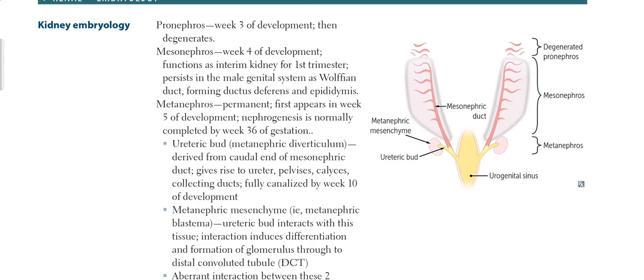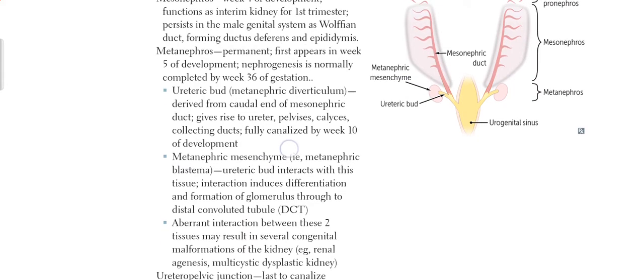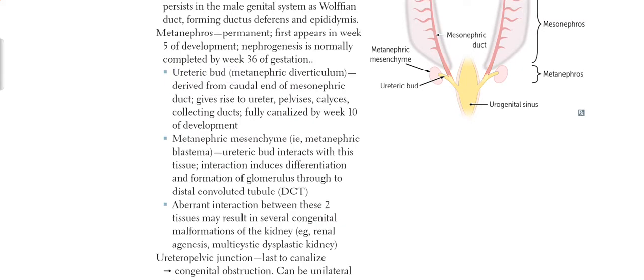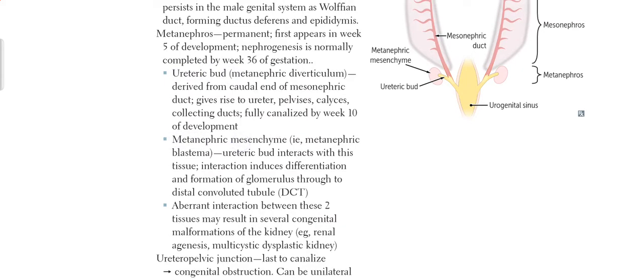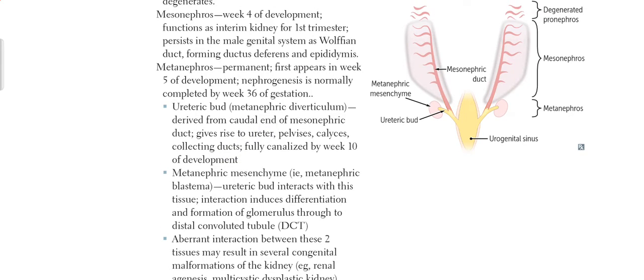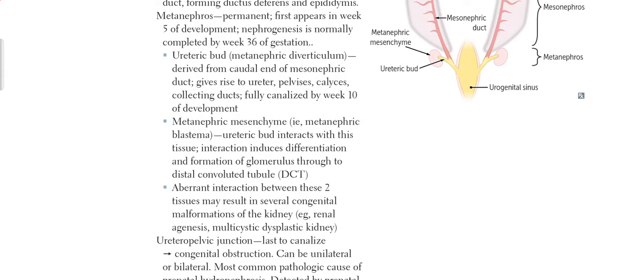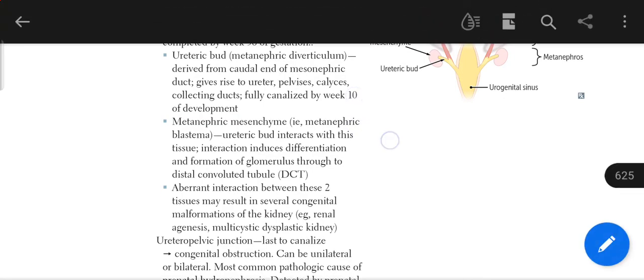The metanephros, which is in week 5, as I said, is the most important part, and it gives rise to the kidney and the ureters. The metanephros is divided into two parts: the ureteric bud and the metanephric mesenchyme. The ureteric bud gives rise to the collecting duct, calyces and pelvis of the kidney, and the ureters, and it is canalized by week 10 of development.